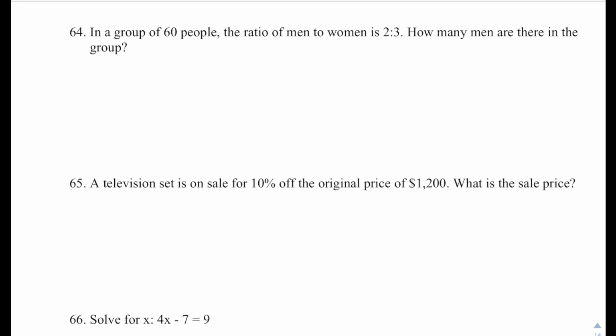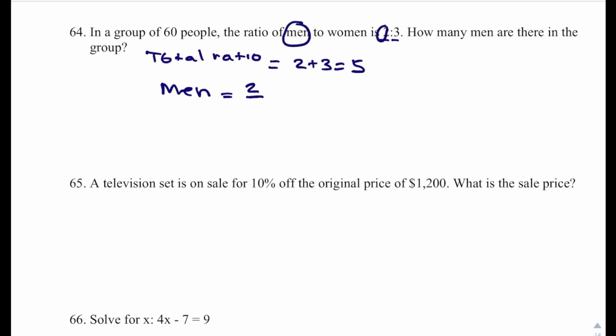In a group of 60 people, the ratio of men to women is 2 to 3. How many men are there in the group? So our total ratio is 2 to 3, so that equals 2 plus 3 equals 5. So 5 is our total ratio. And men, so we know men is 2. So men equals 2 over 5 times the total, which is 60, equals 24, and that is our answer.